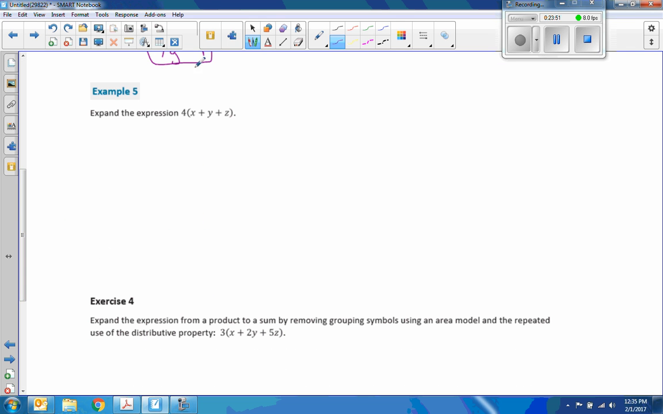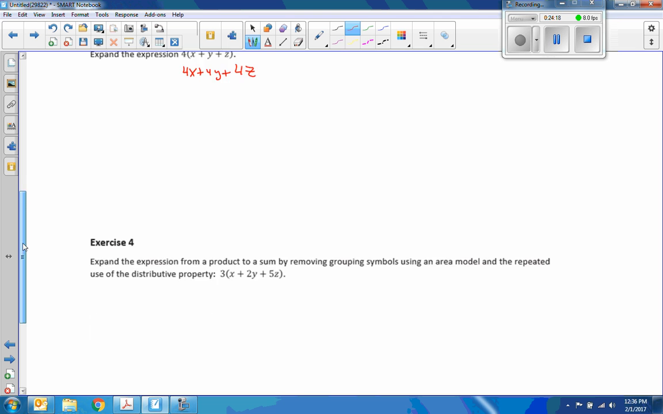Okay. Now we're going the other way. We're going to expand. We have a 3-term polynomial, that's called a trinomial, times the constant, which will become the coefficient of each term. So 4 times x is 4x, 4 times y is 4y, plus 4 times z, 4z.